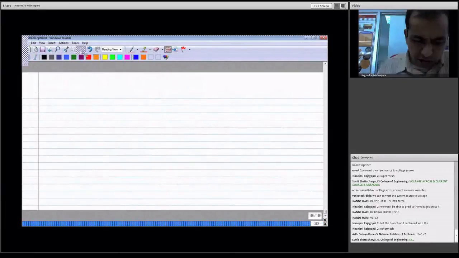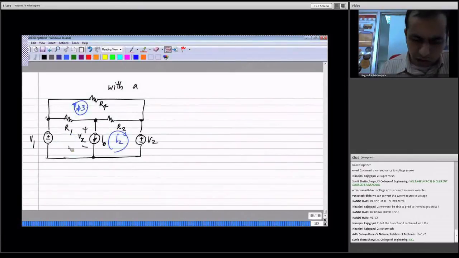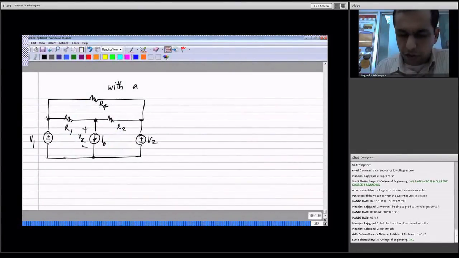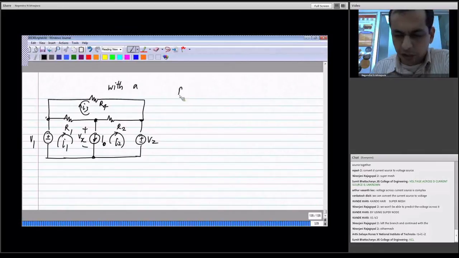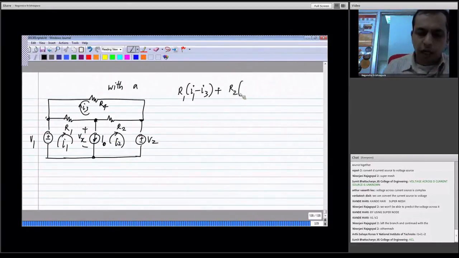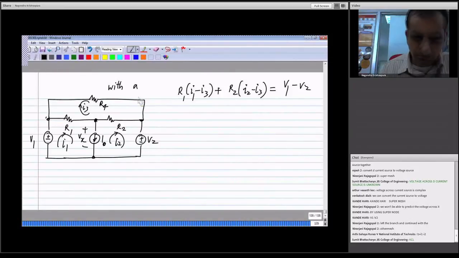I will have the equation as, let's say this is I1, I2, I3. I'll have the voltage drop across R1, which is R1 times (I1 minus I3), plus, I had that plus Vx equals V1, but that Vx cancels with minus Vx, and here I have R2 times (I2 minus I3), minus Vx, which cancels out, okay, equals V1 minus V2. And if you observe, originally I had the KVL equation around this loop or this mesh, and the KVL equation around this mesh. So if I add the two, essentially what I have is a single KVL equation around this bigger mesh, which encloses the current source.